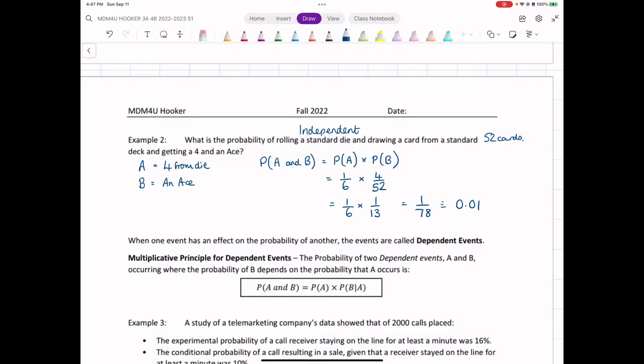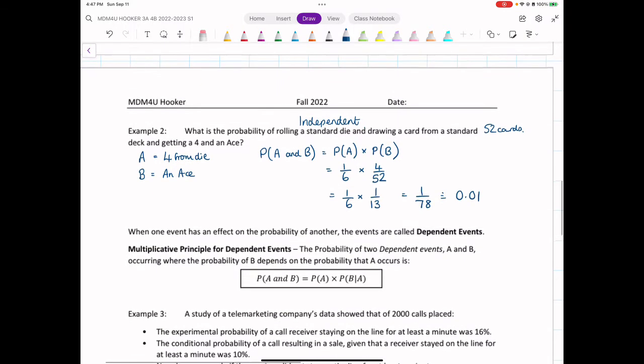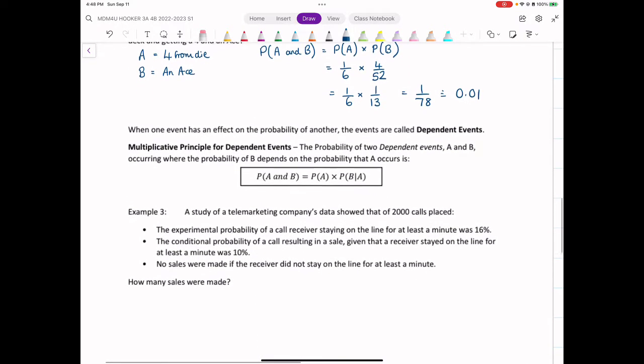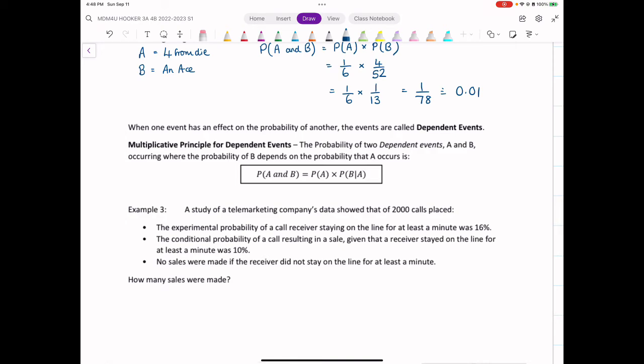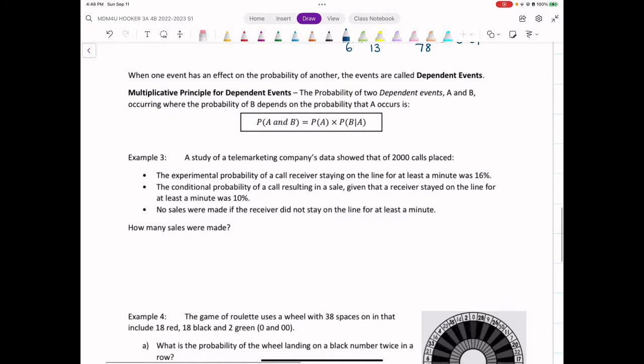Hopefully that explains it clearly enough, right? There's no way that rolling a dice and pulling a card from a deck of cards have an influence on each other. So let's have a look at when one event does have an effect on the probability of another. This time the events are called dependent events. And the formula is a little bit different then.